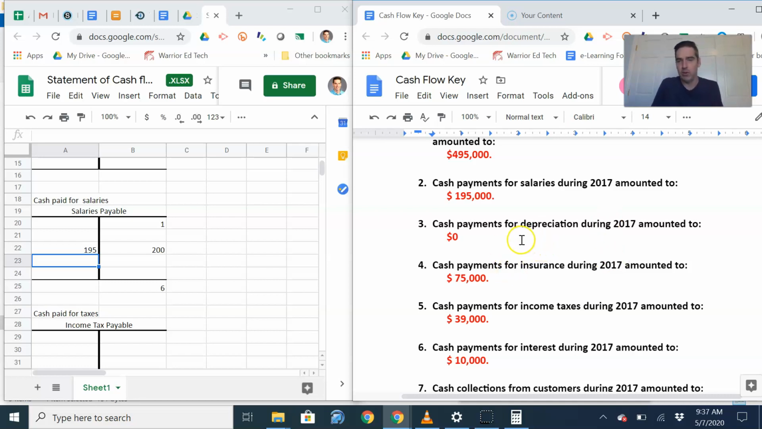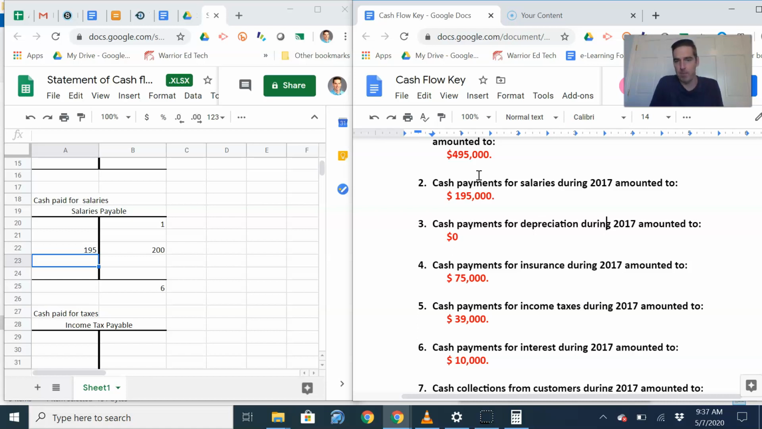All right, the next one's a trick question. It says cash payments for depreciation. You should spend about 0.1 of a second on this one because depreciation does not involve cash. It's a trick question. It's seeing what you would do. But remember, whenever you have depreciation, cash is not involved.